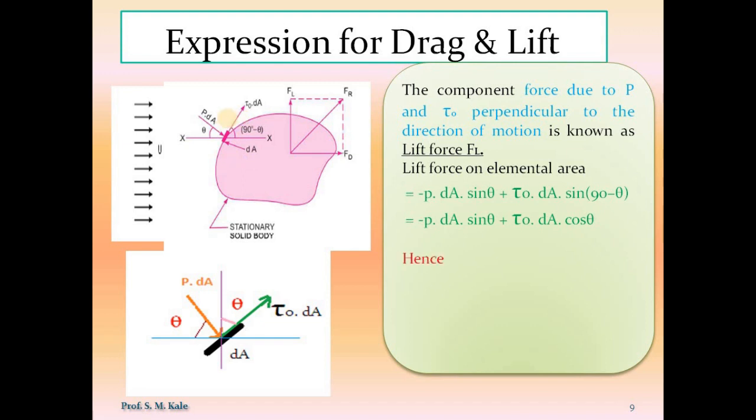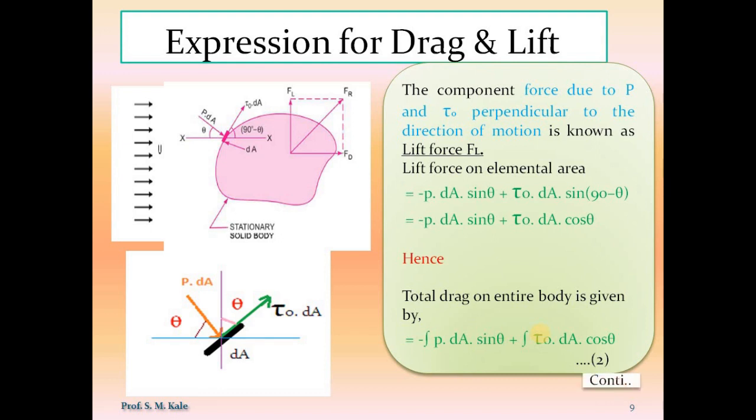Now if I want to calculate the total lift force acting on an entire body (sorry, here drag is written, a typing mistake), the total lift force acting on the entire body will be the summation of the lift force acting on the elemental areas. So it is minus the integration of P dA sin theta plus the integration of tau 0 dA cos theta. That is called the total lift force acting on an entire body.